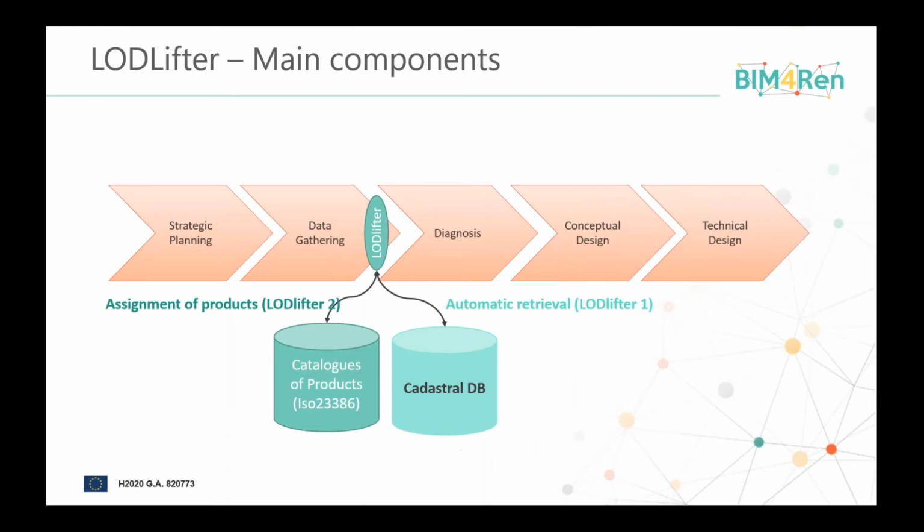It allows users to pick products from existing catalogs, and to replace the existing initial entities in the IFC file by these new products that are well defined and come with a lot of well-defined properties.